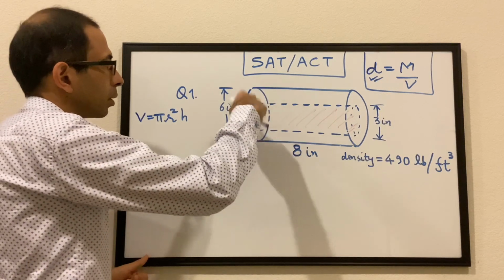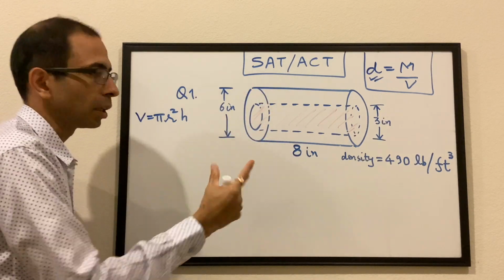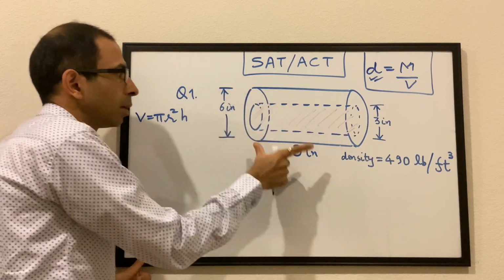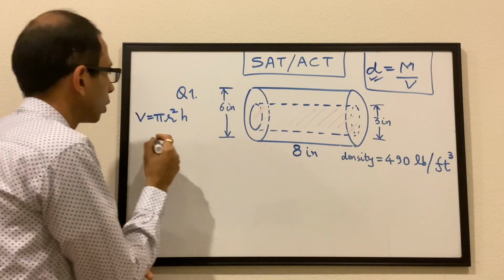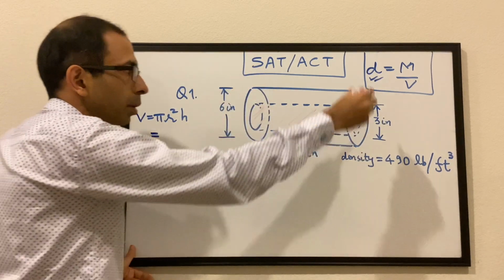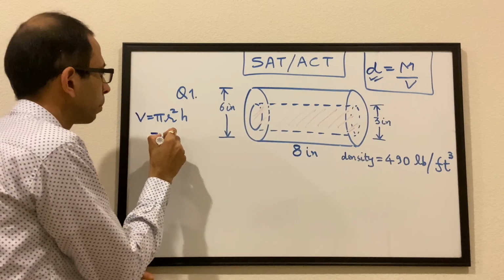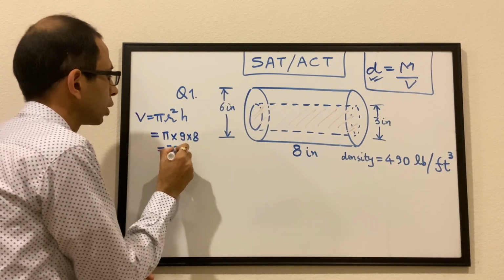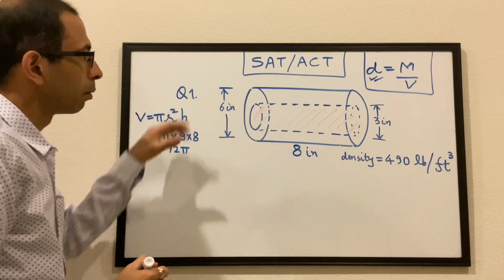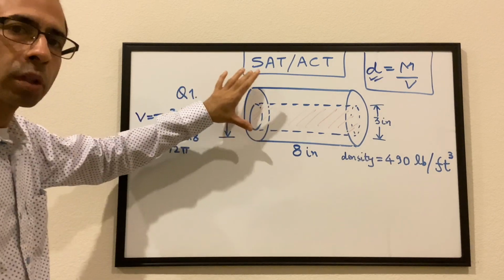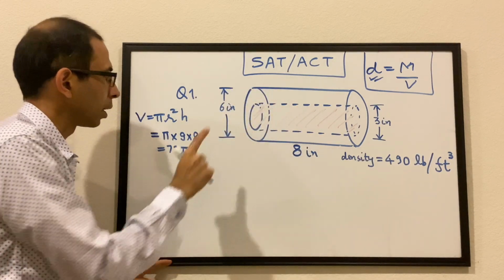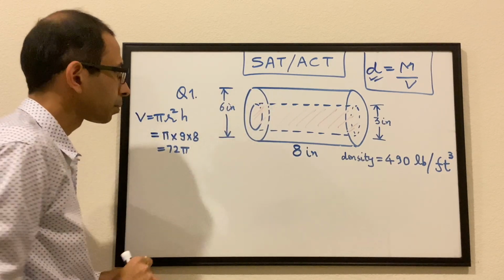Now the outer radius is going to be 3 because the outer diameter is 6. So the outer radius is going to be 3. The height is given as 8. So the outer volume will be pi times 9 times 8, which is 72 pi, right? Remember, 6 is not the radius for the outer cylinder, 6 is the diameter, so the radius would be 3, and 3 square is 9, right?